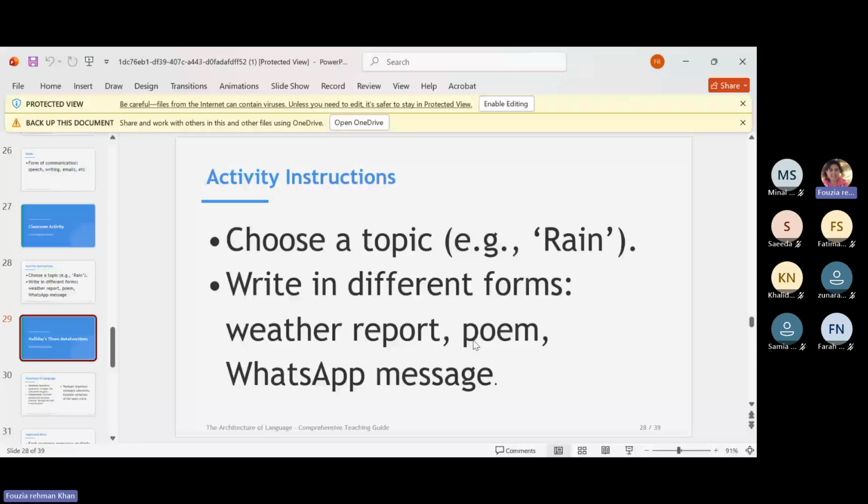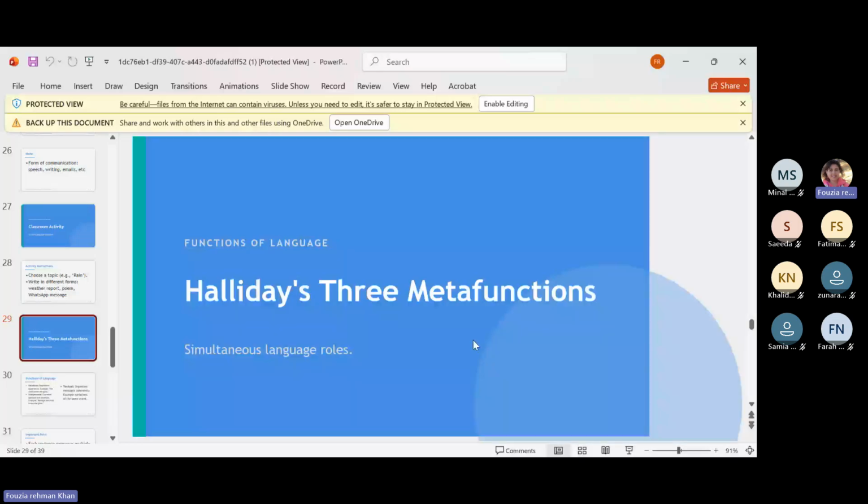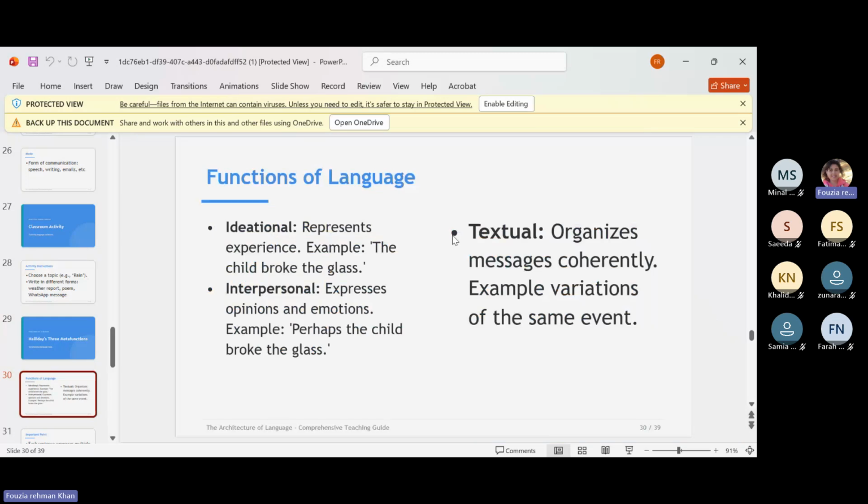Now, this is a very important topic. As I told you, Halliday is basically known for giving us the functions of language. So we are going to do the metafunctions. By metafunctions, we mean the broad functions, and there are three broad functions given by Halliday. Then there are very many sub-functions. We are going to do those also, but there are three basically: ideational function, interpersonal, and textual. So these are the three functions. We are going to talk about that.